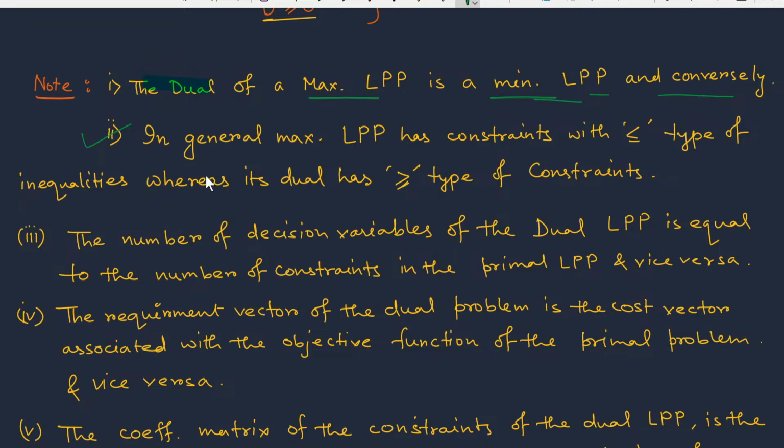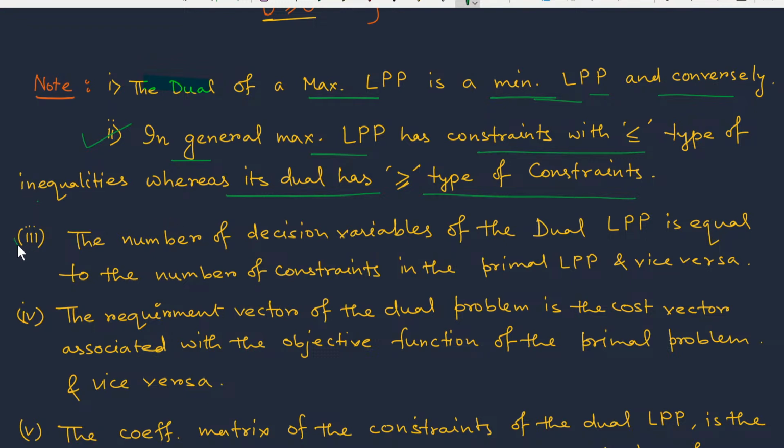Number two: in general, the maximization LPP has constraints of less than or equal to type, whereas the dual problem has greater than or equal to type constraints. In general this case happens, and another case may also happen.